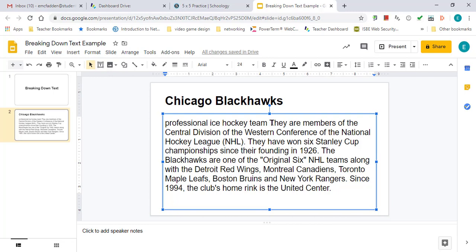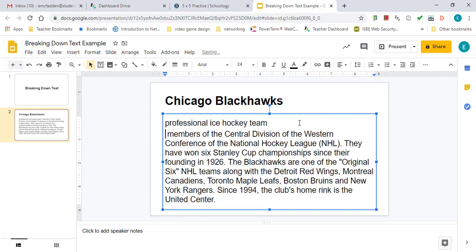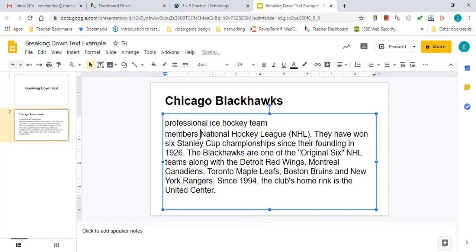I'm going to get rid of "they are", because remember, we're going to try and get rid of unnecessary words. And I don't know that this is central to this, Central Division of the Western Conference. I'm going to get rid of that. Member, National Hockey League. I'm going to keep that for right now.